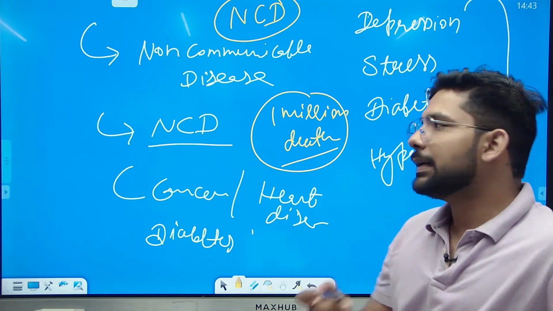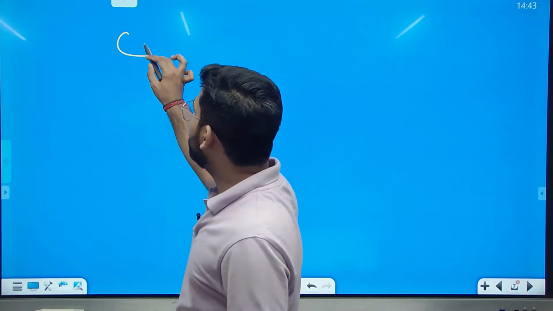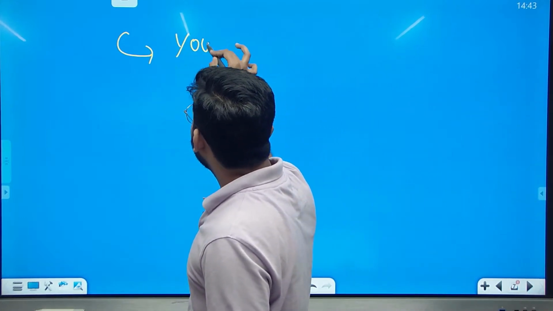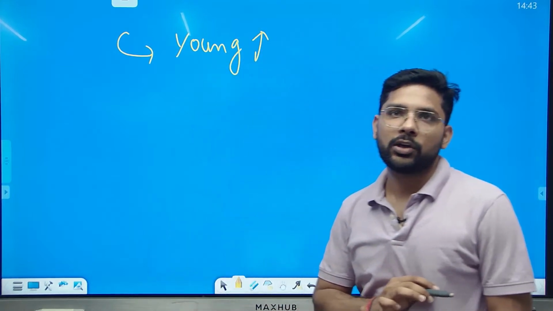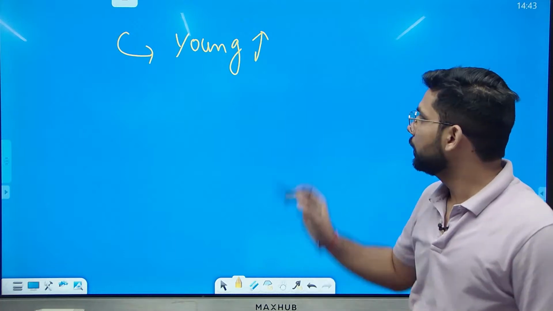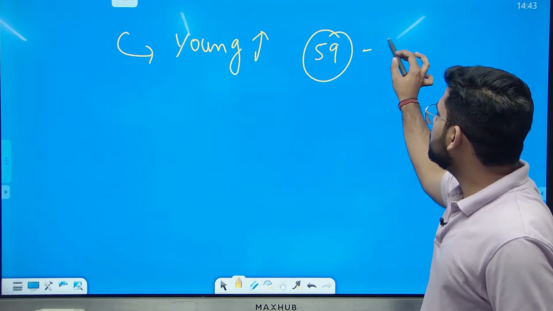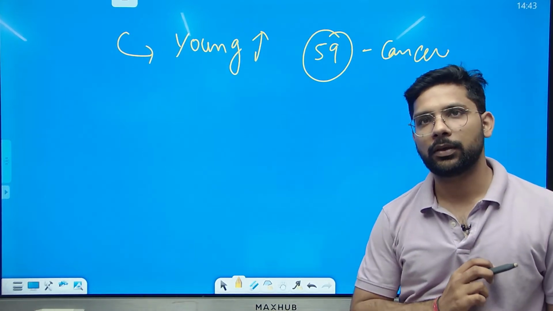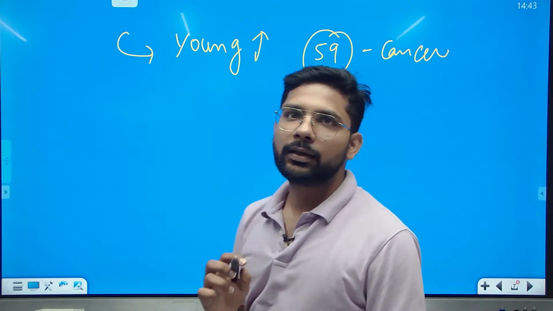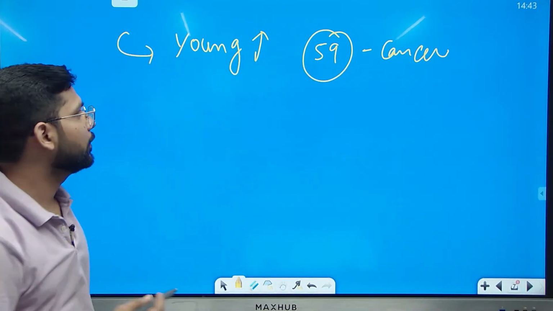What was a major concern in India? In India, the report is showing that cancer is increasing in the younger population. There is data related to it. In India, the average age in which cancer is predominant is 59 years. In the age of 59, cancer is predominant in this population.